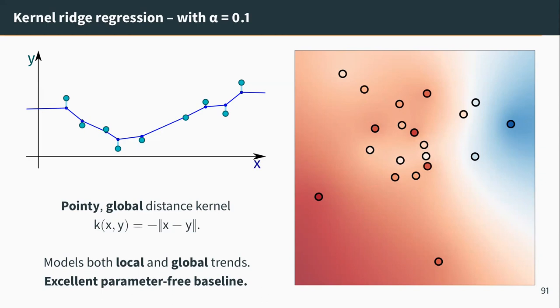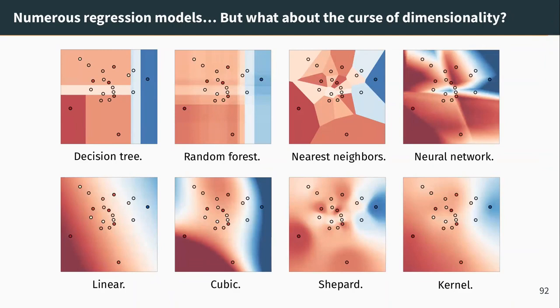So conclusion. Well, you've seen numerous regression models, okay? And what I wanted to give you for this lecture about baselines is a graphical interpretation of all these methods. Okay, this is what a decision tree looks like. This is a random forest. This is nearest neighbors. This is neural networks, linear, cubic, Shepard, and kernel ridge regression. Okay, this is what they look like.